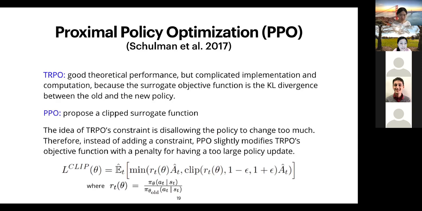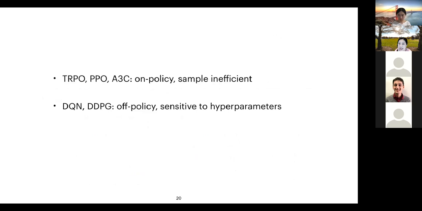Okay, so Yanchao had this very nice summary slide about the policy-based methods. We talked about on-policy methods, which are simple and sample inefficient, but the computation is usually simpler. So TRPO, PPO, A3C are all on-policy methods. We'll also talk about the difference between on-policy and off-policy later on. But DQN and DDPG are off-policy methods. They could be sensitive to hyperparameters, although they're usually more sample efficient.